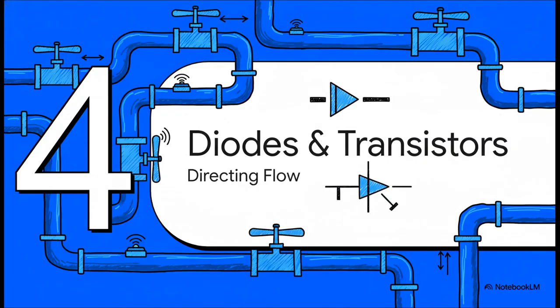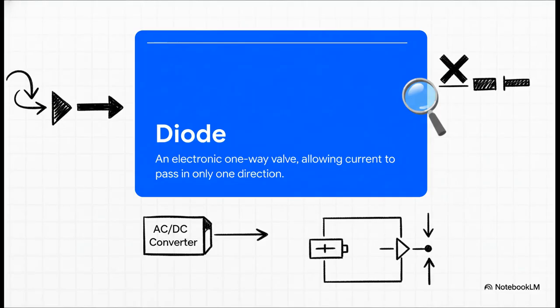Okay, so we've looked at what are called passive components, the resistors and capacitors. Now let's move on to the active components. These are the smarter parts of the circuit that act more like valves and switches. It really doesn't get much simpler or more important than the diode. Think of it as an electronic one-way street. Current can flow through it in one direction, no problem. But if it tries to go backwards, nope, the road is closed.